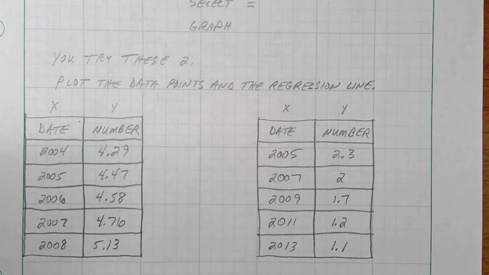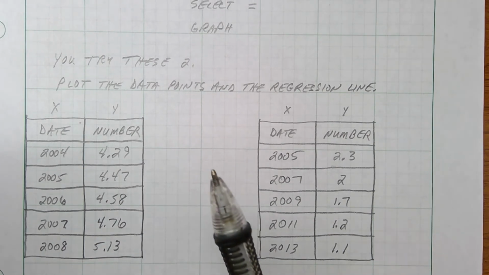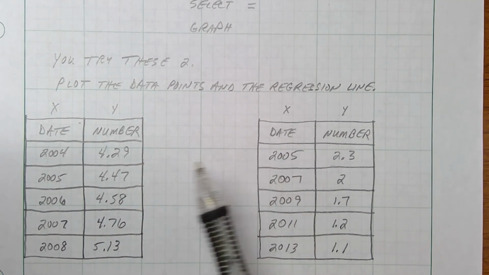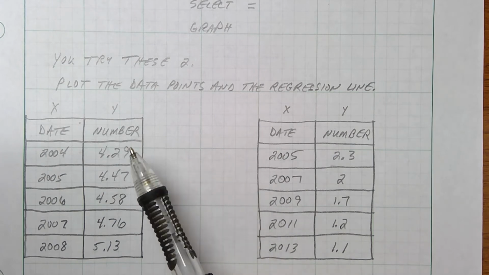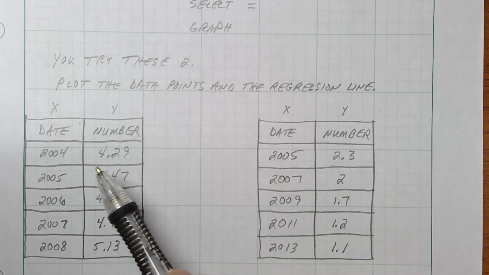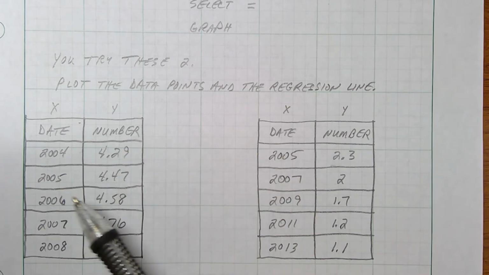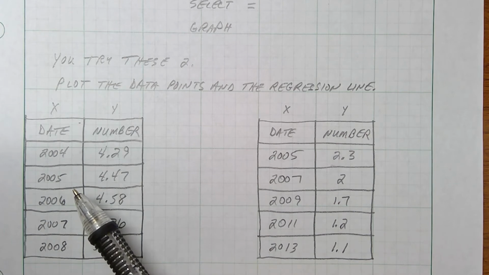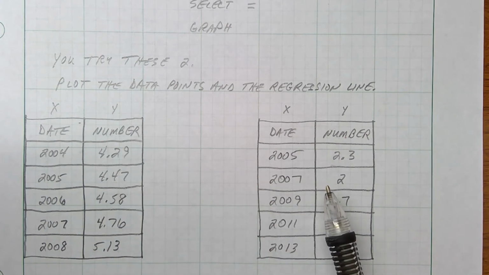All right, to finish off this lesson, I just gave you guys a couple of practice problems, and I'll go through the answer here in just a minute. So pause the video, write down this table, see if you can plot the data points and the regression line, and then do the same thing for this table here.